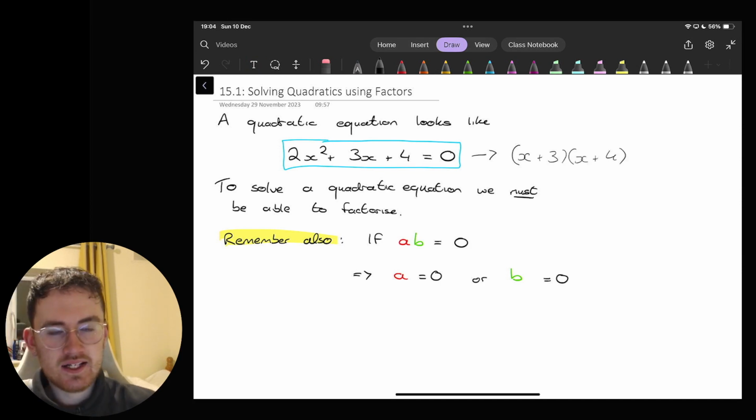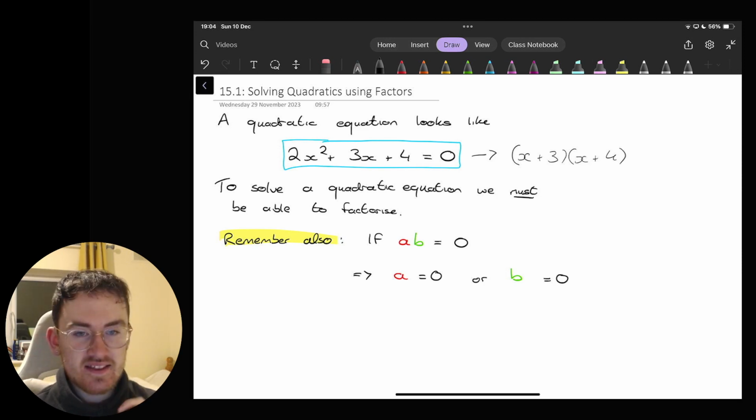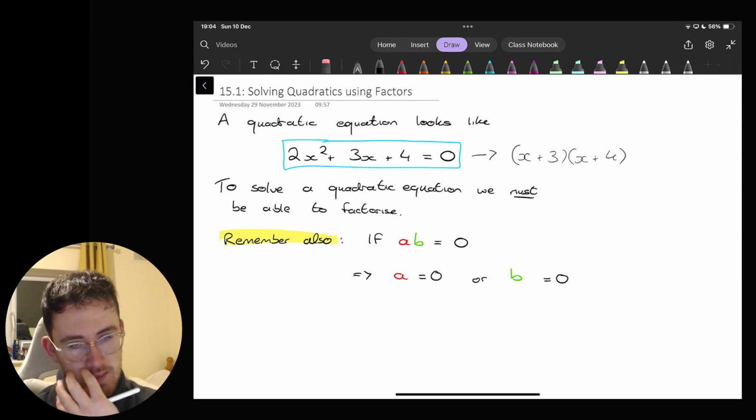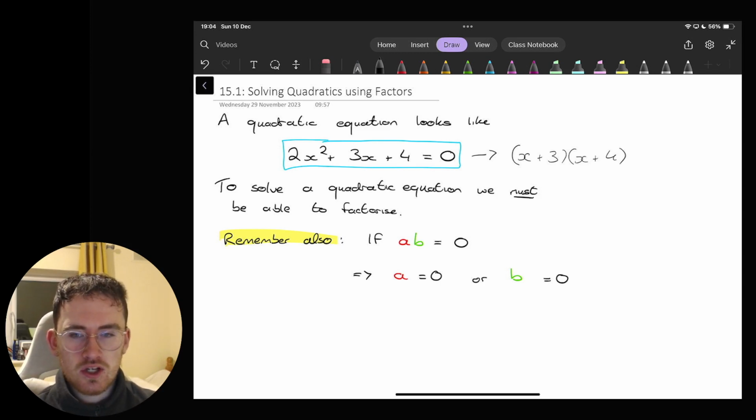Two brackets, that's what the two factors are for that equation. So that generally is what our factors look like. We get two brackets usually. And what's important here is this idea that I've written in the red line. If I have two things, A and B, that multiply together and the answer is 0, then that means that one of the two things I started with must have been 0.